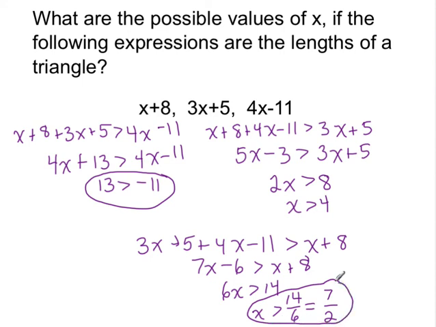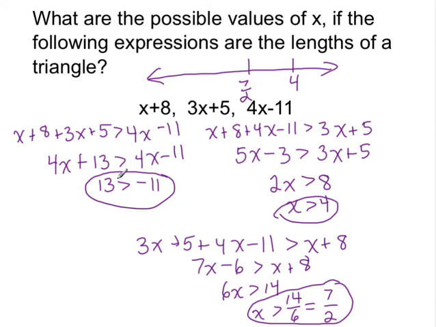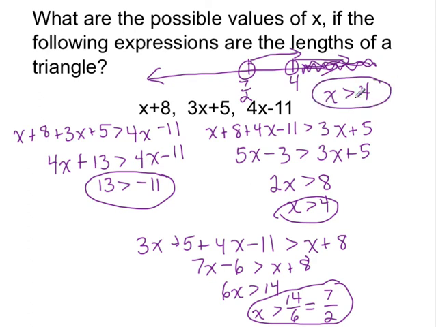This has to be true. This has to be true. All three have to be true. So let's look at it on a number line. Let's see. 4 is here, and then 7 halves, that's 3 1/2. So 7 halves is there, and then I don't need to worry about this at all. So x has to be greater than 4, and x also has to be greater than 7 halves. So looking, these two inequalities are true out here. So I know that any value of x that is greater than 4 will allow me to create a triangle.